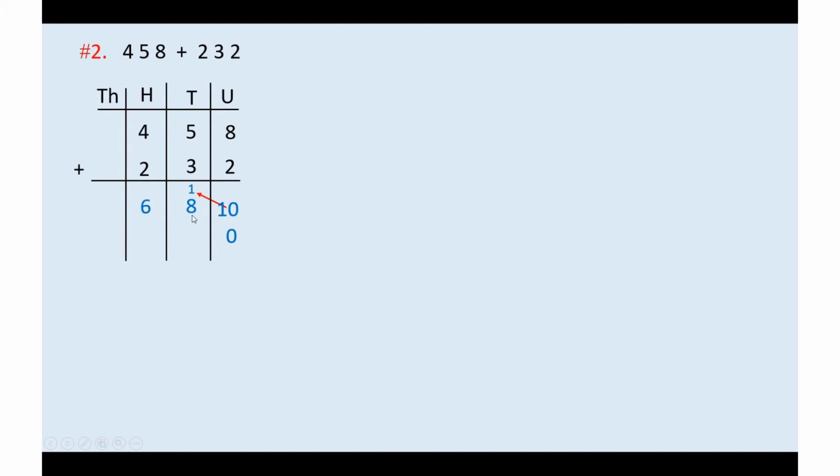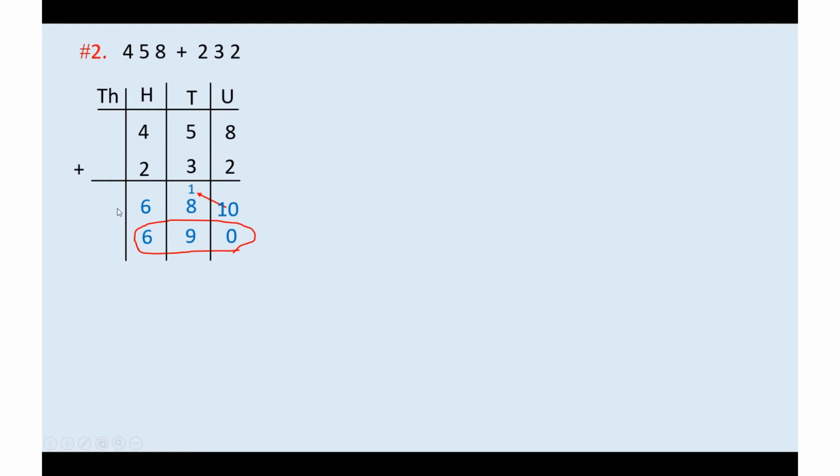We add it to 8, it becomes 9. 1 plus 8 is 9. So we have nothing to carry to the hundreds column. So 6 remains the same. So here we have 6. And our answer is 690. So 458 plus 232 is 690.